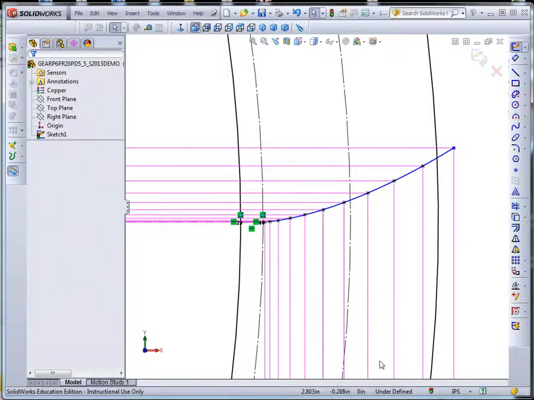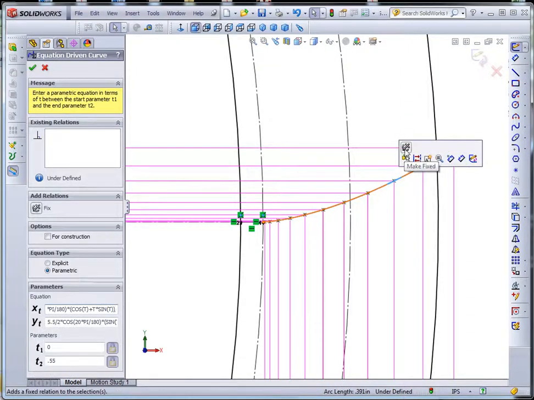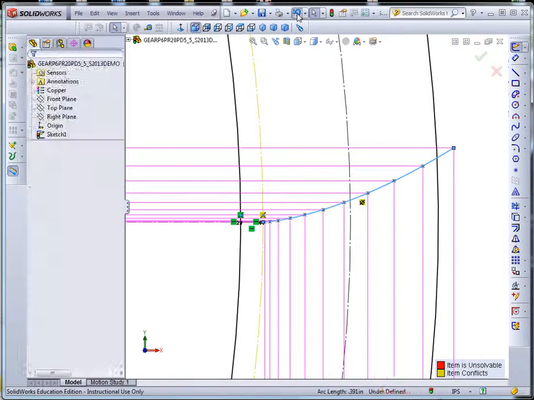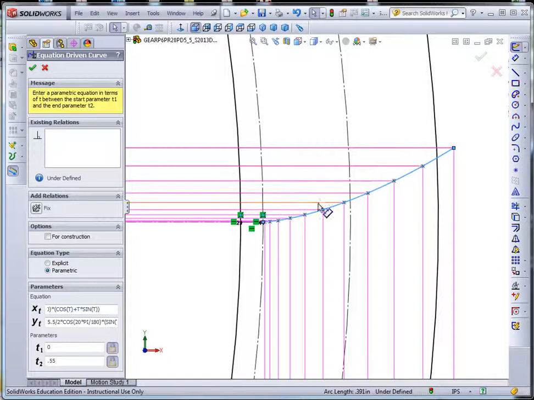However, it's underdefined. So what I am going to do is just click on that curve and click on fixed. Now it's saying that it's overdefined. In other words, all I did was just want to hold that in place. It's going through the points as I want. I just wanted to hold it. So I'm going to undo that.